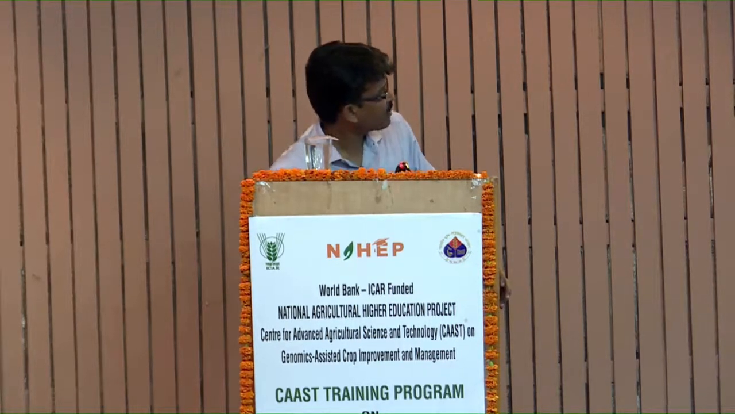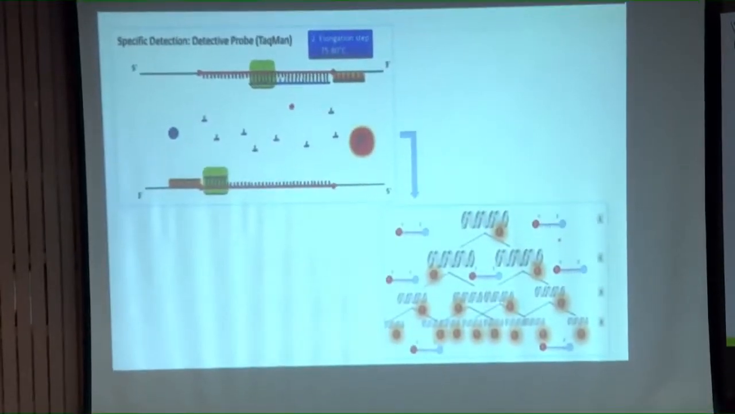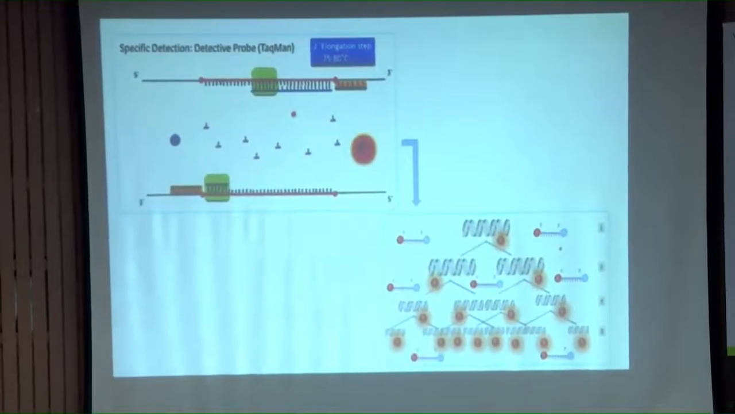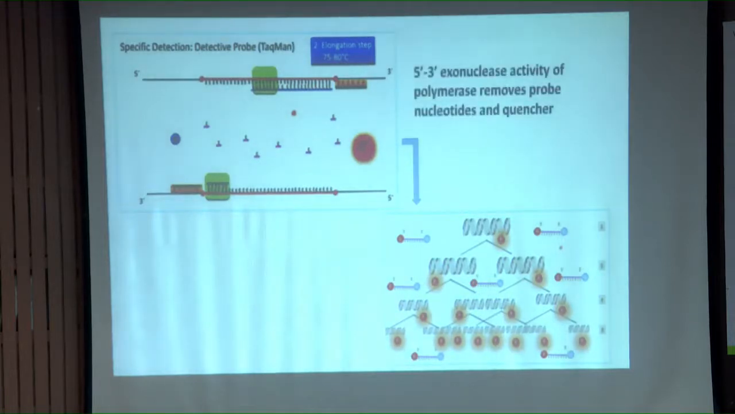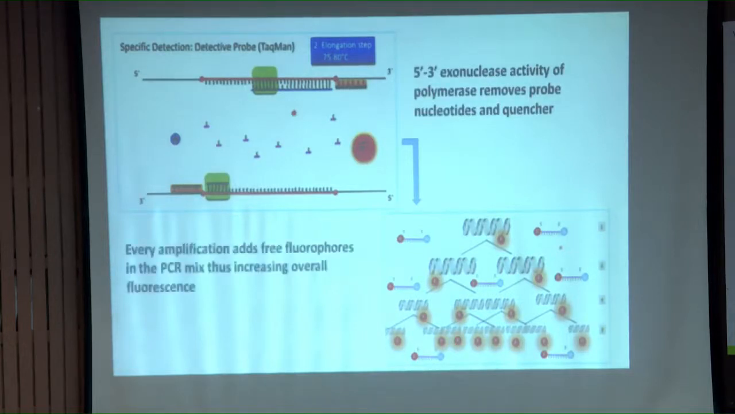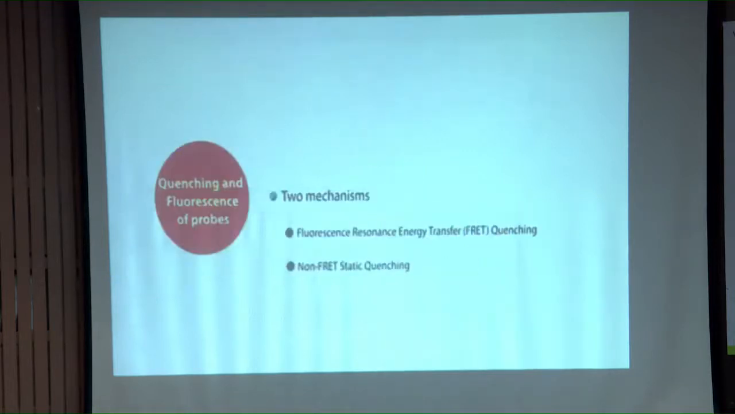Yeah. So now what happens when the cycle is around completed? You have so much free fluoroprobe already available in the PCR mixture that can be monitored by the camera kind of device, which I already told you about, the spectrophotometer, which is kept on top of the PCR machine to monitor what's going on. And the fluorescent intensity is captured by the spectrophotometer. The 5' to 3' exonuclease activity of the polymerase removes the probe and nucleotide and quencher, and every amplification adds free fluoroprobe in the PCR mixture, thus increasing the overall fluorescence after every passing cycle.